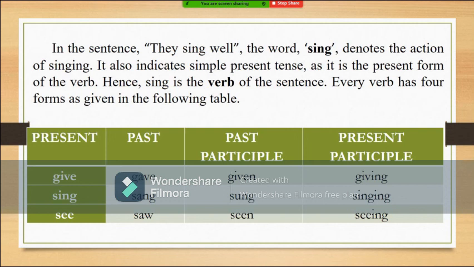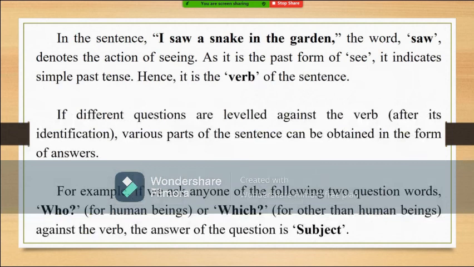The third verb, see. Past form is saw. Past participle is seen. Present participle is seeing. Now, I hope you will understand the various forms of the verb. There are only 4 forms: present form, past form, past participle, and present participle. Now, how they are very helpful to indicate a tense, let us see later. And before that, let us see another example.